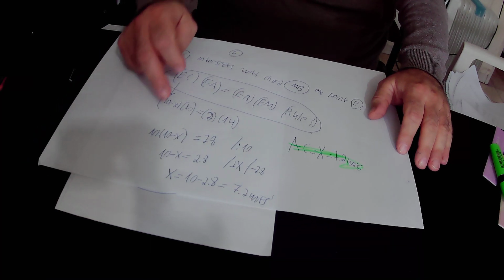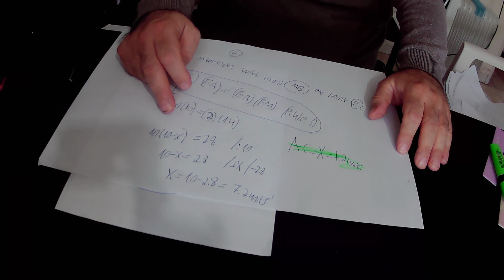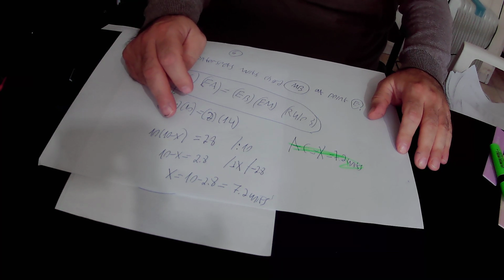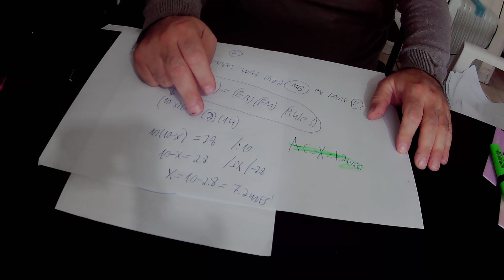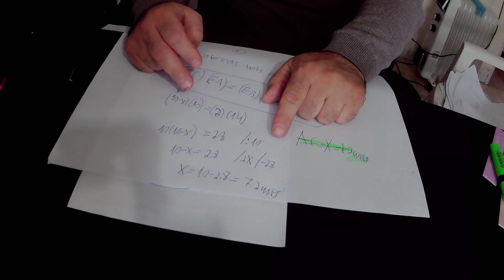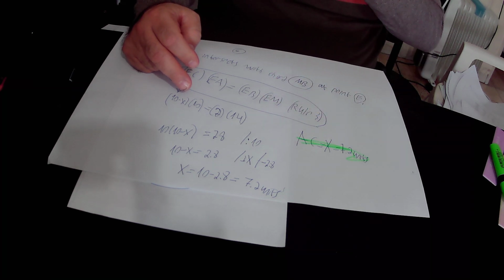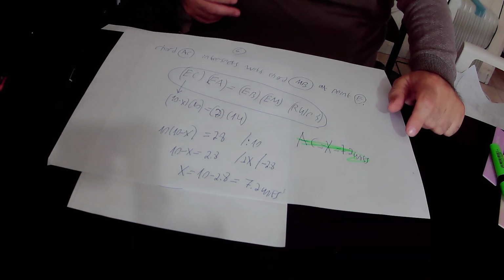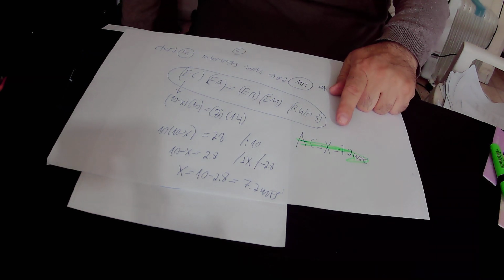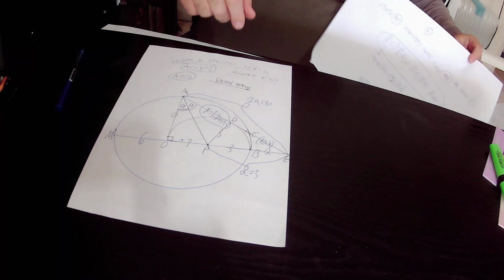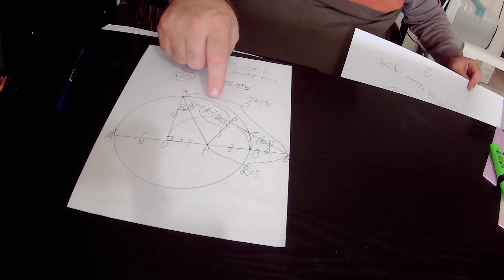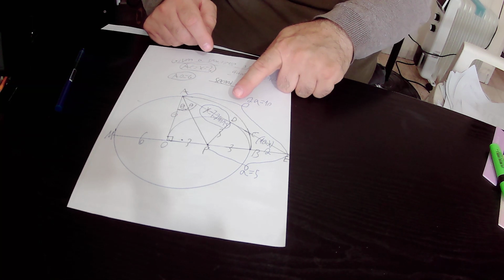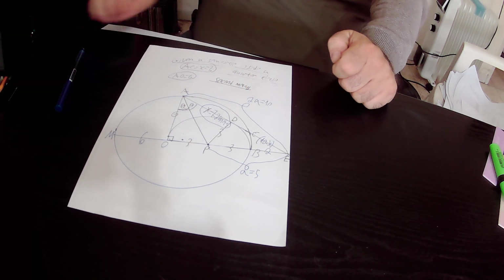So here, 10 times (10 minus x) equals 28. We divided this equation by 10 and found that 10 minus x equals 28 over 10, which is 2.8. Here we added x to both sides and subtracted 2.8, and found that x equals 10 minus 2.8, which is 7.2. So in conclusion, AC, which is equal to x, is 7.2 units. So in both methods we found that the length of line segment AC, which is equal to x, is 7.2 units. Okay, thank you very much.